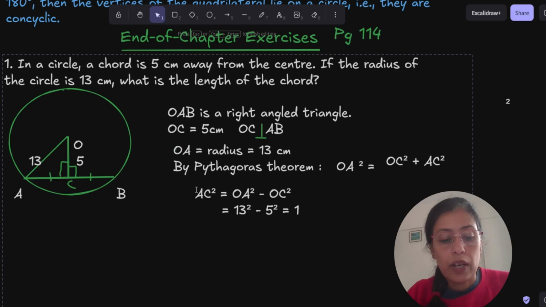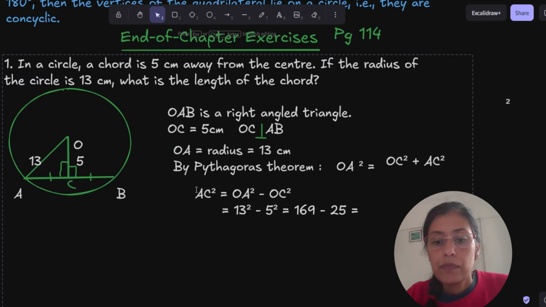13 square is 169. 5 square is 25. So this is 144. 144 is the square of 12. So this means AC will be 12 centimeter.